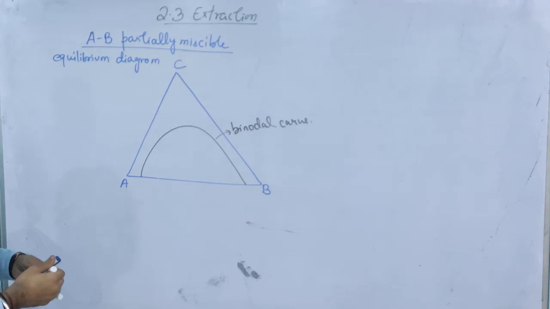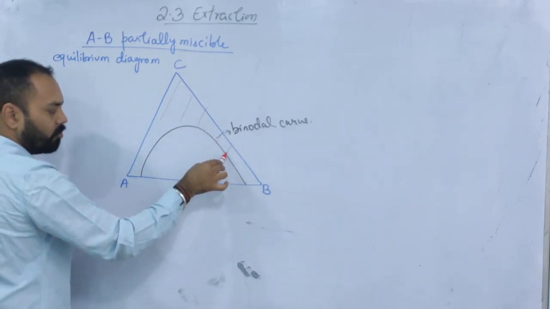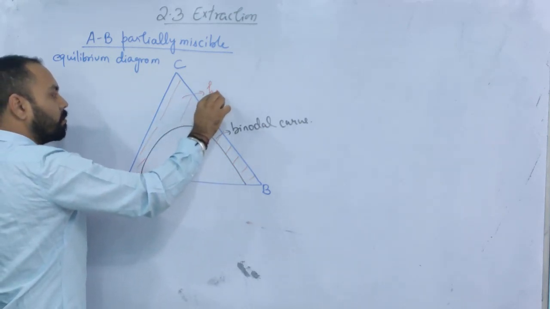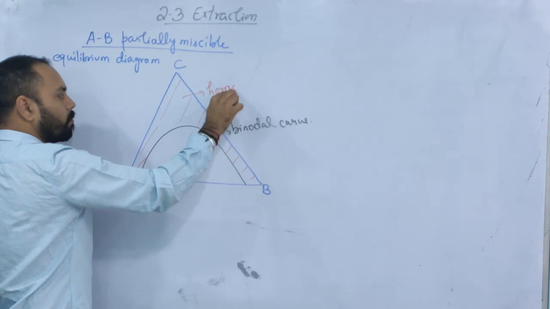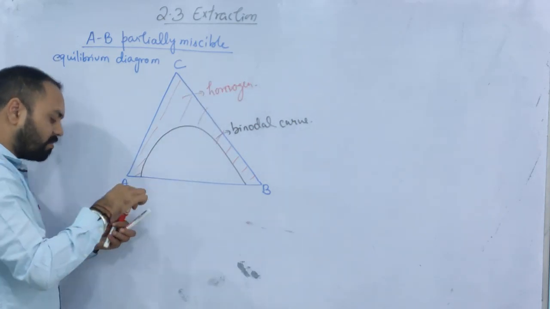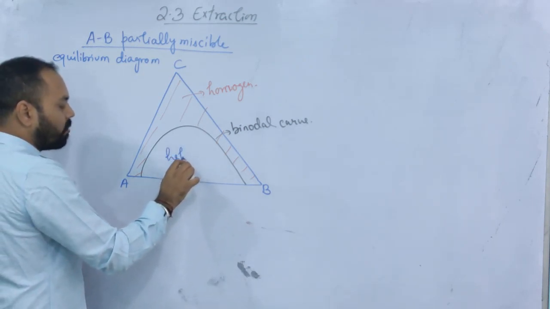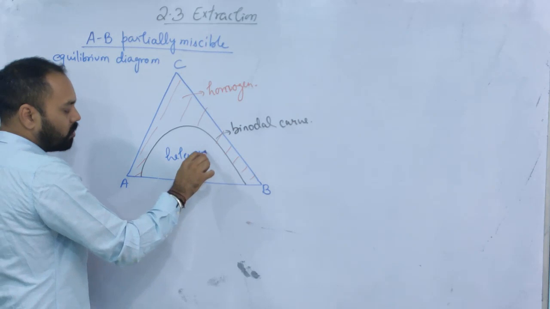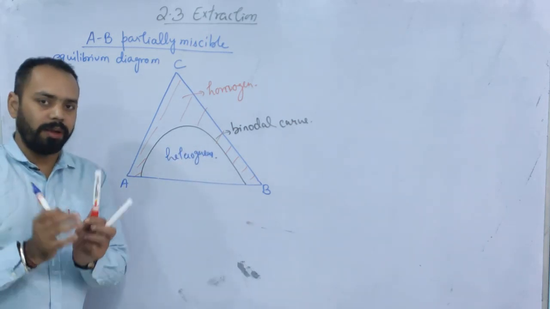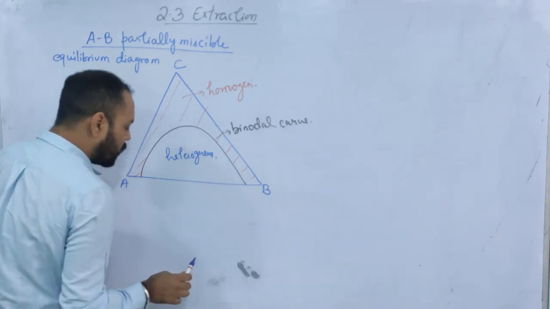First of all, you must understand that the region outside this curve is called the homogeneous region. Fine. While the region which is present inside this curve is called the heterogeneous region. Now, what is the meaning of this homogeneous and heterogeneous region? Fine. I'm going to give you a very basic and very important concept here. Please learn it carefully and please try to understand it.